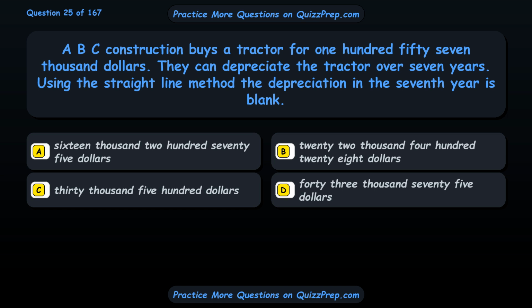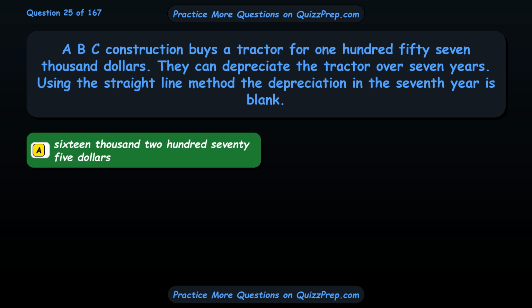Question 25. ABC Construction buys a tractor for $157,000. They can depreciate the tractor over 7 years. Using the straight line method, the depreciation in the 7th year is blank. Option A, $16,275. Option B, $22,428. Option C, $30,500. Option D, $43,075. The correct answer is option A, $16,275.